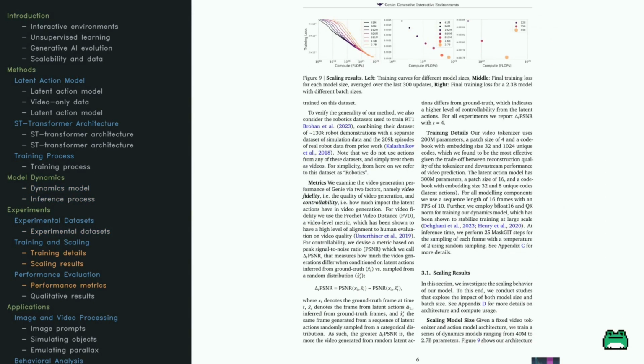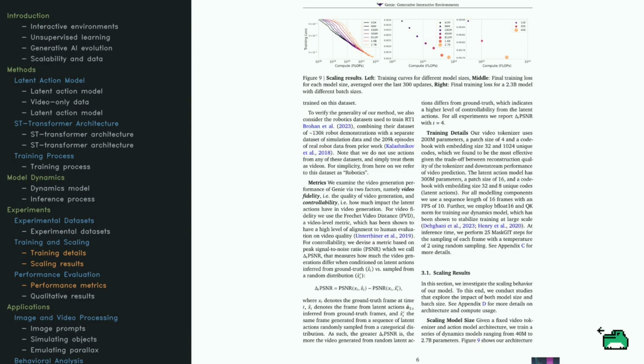Let's explore Genie's scaling and performance metrics. Look at Figure 9, which shows how Genie performs across different model sizes. The left part tracks training progress over time, while the middle and right parts detail final training losses, giving insights into efficiency and effectiveness at different scales. Genie's adaptability to different data sources, including a robotics dataset, shows its potential to generalize across various data types without action labels, treating everything as video input.